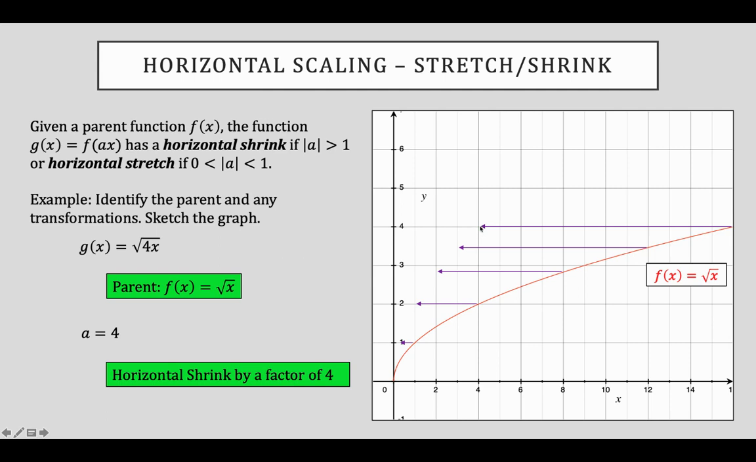Notice that the y-coordinates are not impacted. Horizontal scalings affect the x-coordinates. Take the x-coordinate of the parent function and divide it by a. This gives us our horizontal shrink, in this case, by a factor of 4. Now we have our function g of x equals the square root of 4x.